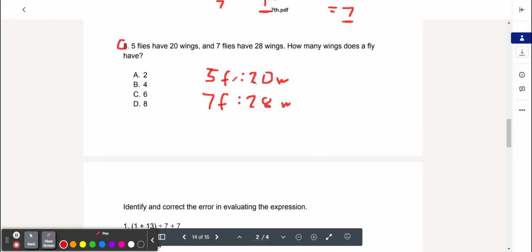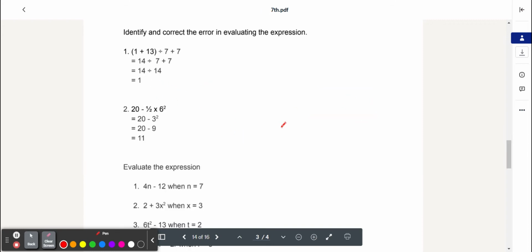So if we divide 20 by 5, because there's 20 wings for 5 flies, that will give us 4 wings for every 1 fly. And just to check our answer, we can do the same for this second ratio. We can divide 28 wings by 7 flies, which will give us the same number, same ratio, which means our answer is correct. There's 4 wings in every 1 fly. The answer is B again.